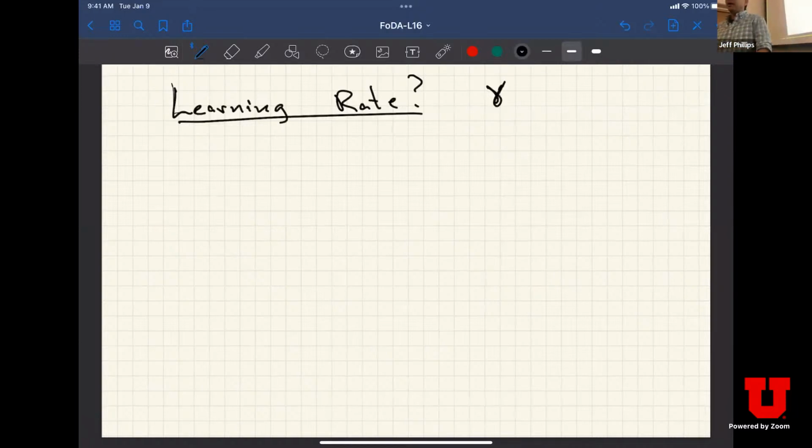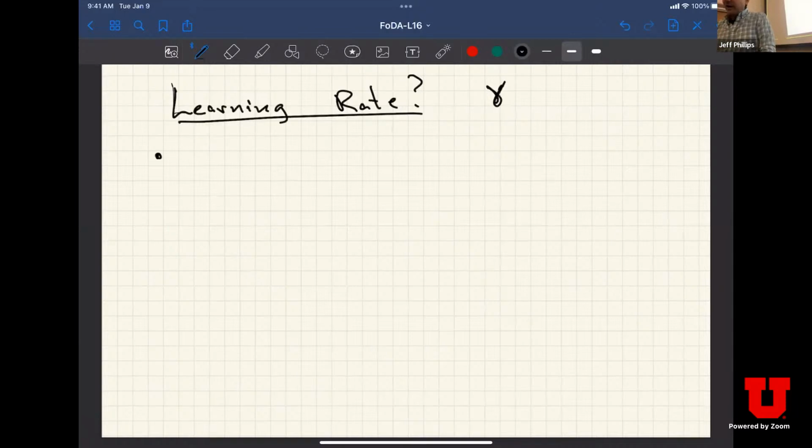Okay, so how do we choose this learning rate? Before we do that, I need to tell you, if we were to choose the learning rate in a way which is correct, we're going to get some guarantees on how well we do if the function is also strongly convex.